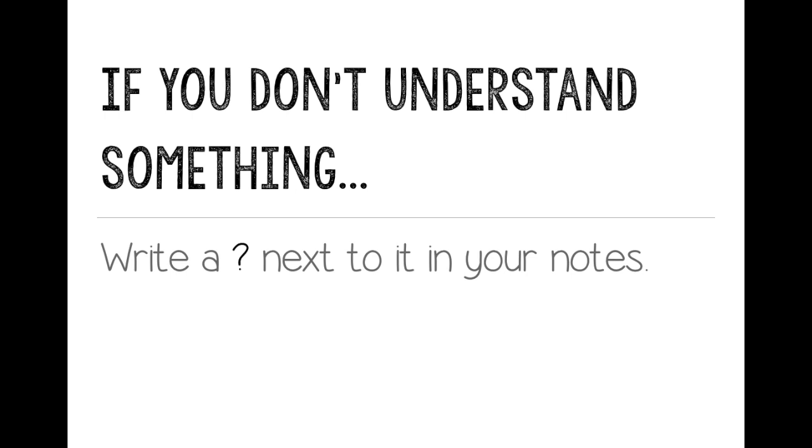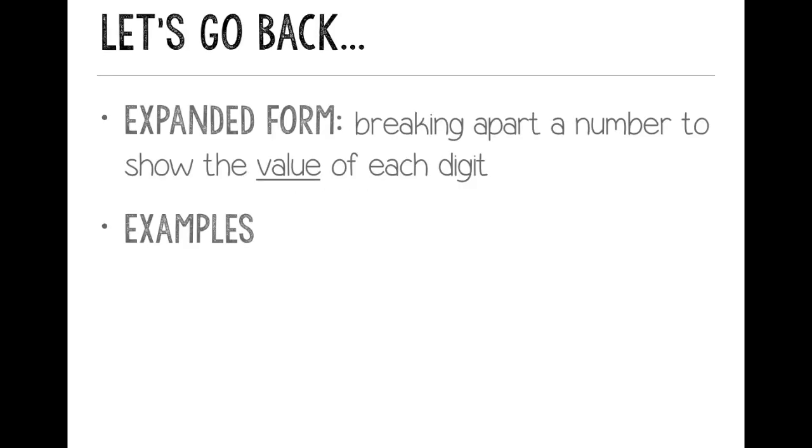Now, before we begin, we're going to go over a vocabulary word that we've already learned, expanded form. That means you're breaking apart a number to show the value of each digit. Let's look at a few examples. If I'm working with the number 742, I have to show what each digit is worth. So I look at my first digit in the hundreds place, 7. So it's 700. Then I look at my tens place and there's a 4. So 4 tens is the same as 40. And I look at my ones place, it's a 2, so I have a 2. So 742 is the same thing as 700 plus 40 plus 2.